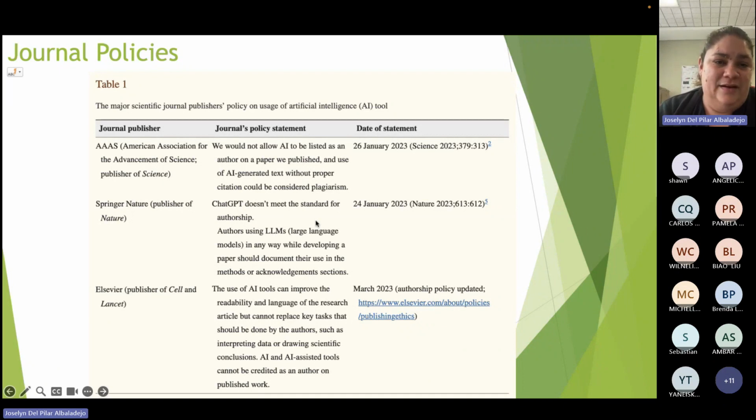Here's a summary of three of the most known journals. The publishers of Science, Nature and Cell already include in their policies how you should cite the use of artificial intelligence tools in your reports. The first thing you'll notice about all three policies is that they don't recognize it as an author, and they do request that you state whether you used artificial intelligence to generate text. When you're publishing, make sure you check your journal's policies to see what the artificial intelligence guidelines are.